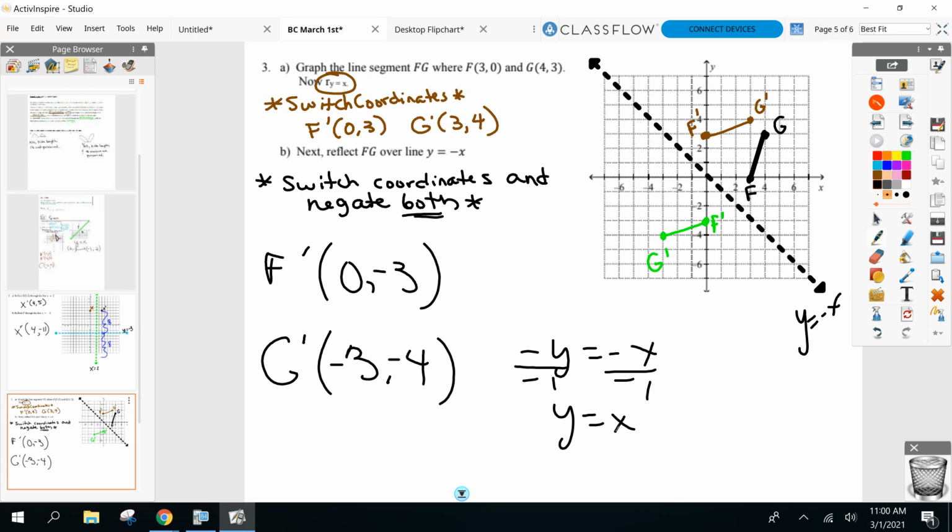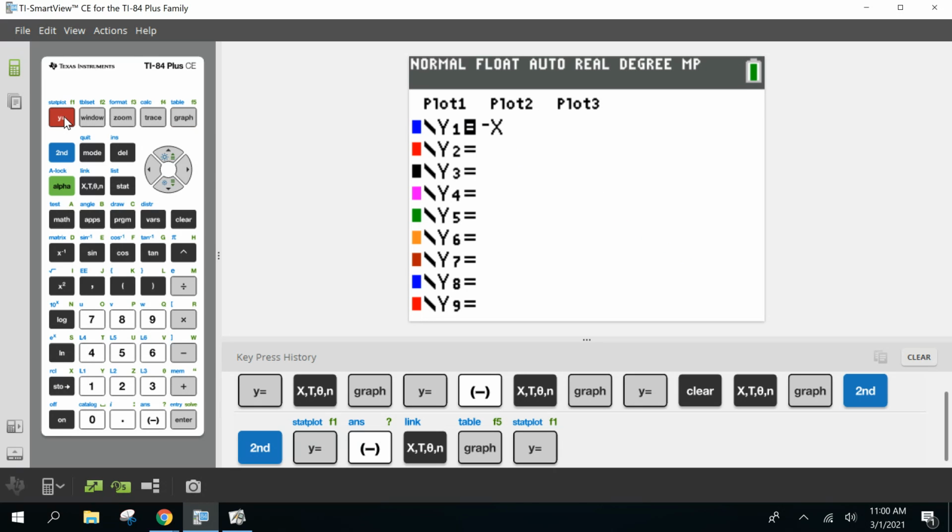What if it's just some other random diagonal line other than y equals x or y equals negative x? Because you guys have graphed more than that, like, what if I ask you guys about y equals 2x minus 1?